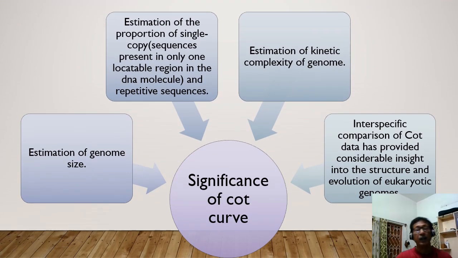The last one: why do we analyze the Cot curve? The Cot curve analysis is particularly for knowing the kinetic complexity of the genome, estimation of genome size, and estimation of the proportion of single copy, moderately repetitive, and highly repetitive copies. It also gives us a relationship: whenever we compare two Cot curves, for example from one bacterium and another bacterium, it will tell us whether they are similar or dissimilar in nature.